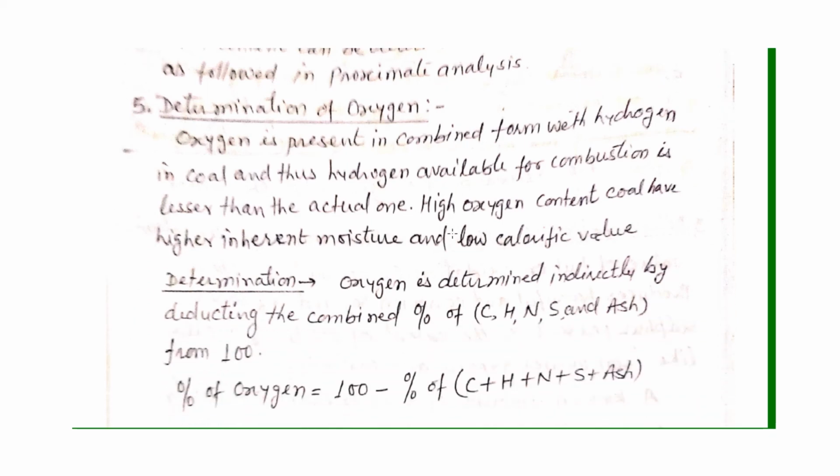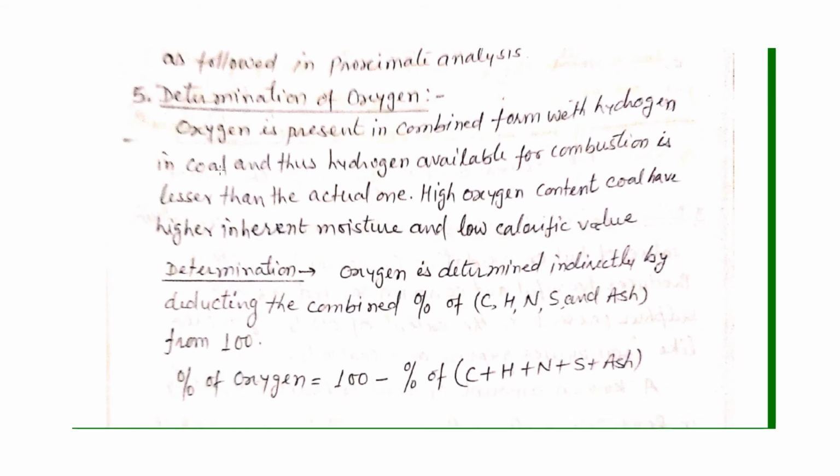Now the fifth element which we have to find out is the determination of oxygen. Oxygen is present in combustible material in combined form with the hydrogen in coal, and thus the hydrogen available for combustion is less than the actual one. High oxygen content coals have higher inherent moisture and low calorific values, because this oxygen will also occupy some space. That's why oxygen is normally present in a coal sample in the form of moisture.